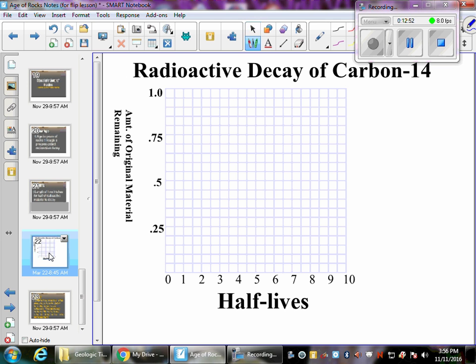So if we have 0 half-lives, we have one whole remaining. In a half-life, we would have half of it left. In our second half-life, we would lose half of our half, which is 0.25, and then we would keep going on downwards. But you'd never actually get all the way to 0 because you'd keep taking half of something as you move your way down. It's what's called exponential decay, if you've heard of that in math.